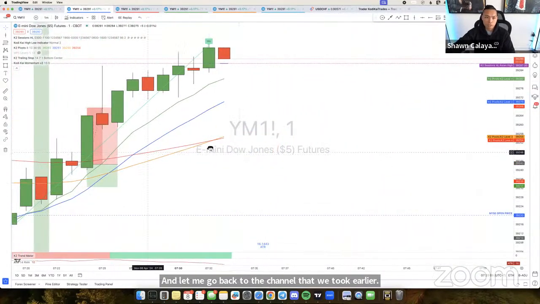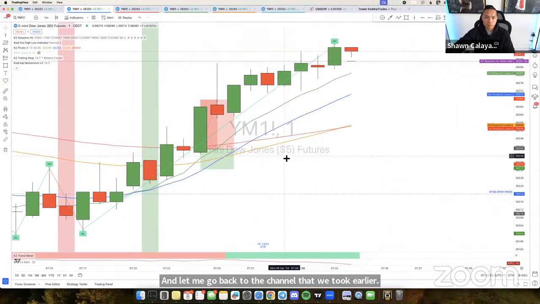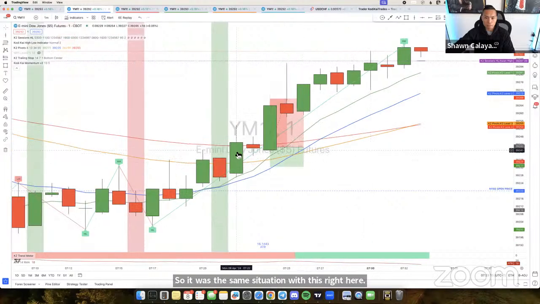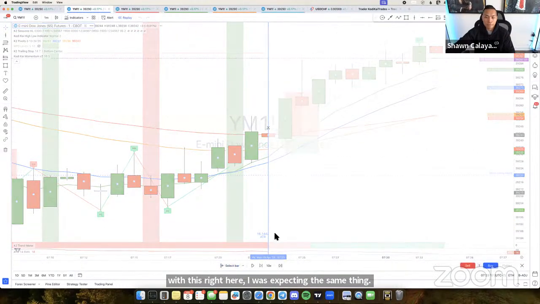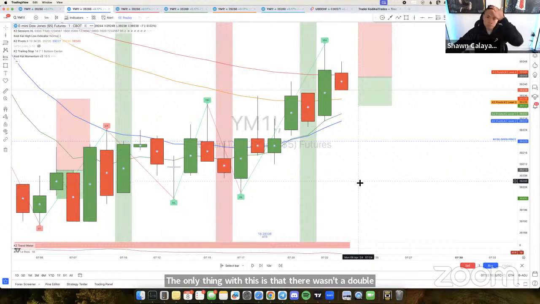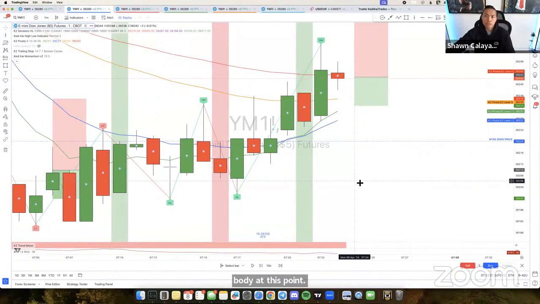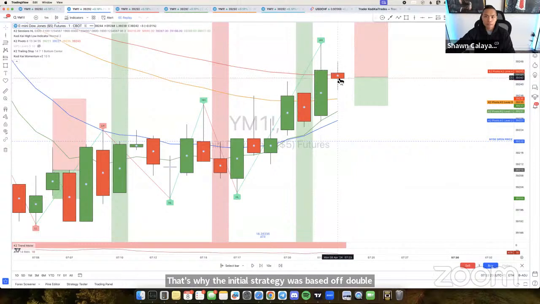So it was the same situation with this right here. So with this right here, I was expecting the same thing. The only thing with this is that there wasn't a double body at this point. So it's the same logic. It's just, it would have been better if it was a double body. That's why the initial strategy was based off double body. But I've seen this work in the past, because sometimes you'll see where it should be a double body, but it's kind of offset, right? Like this is offset right here.